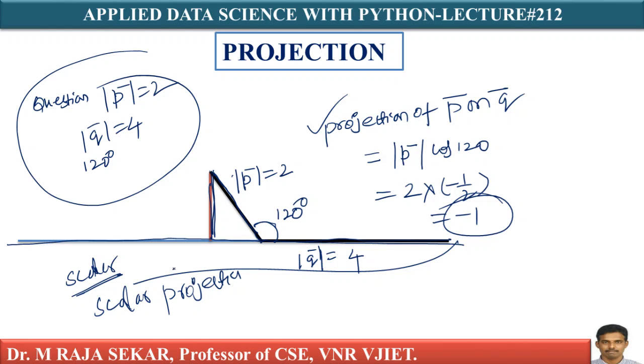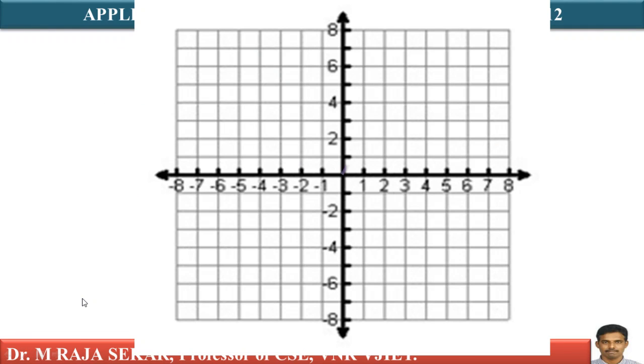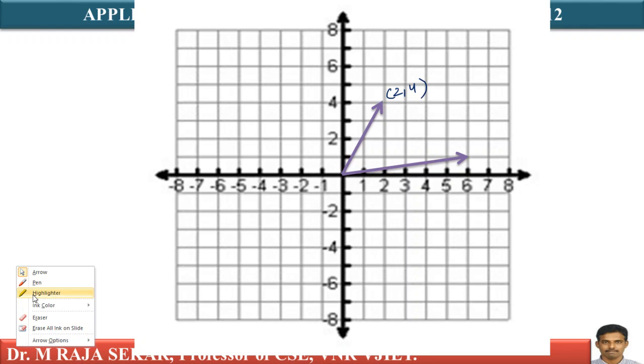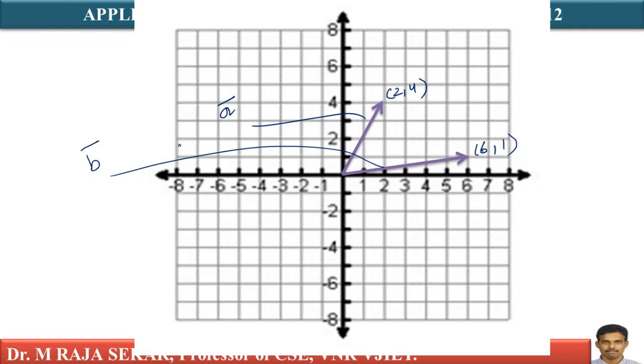Anyway, we will try to understand vector projection also. Before discussing vector projection, let me spend a few seconds on scalar projection again. Let me say I have a point here, 2 comma 4. Let me say this 2 comma 4 is a bar. This vector is a bar. Let me say this is 6 comma 1. This vector is known as b bar.